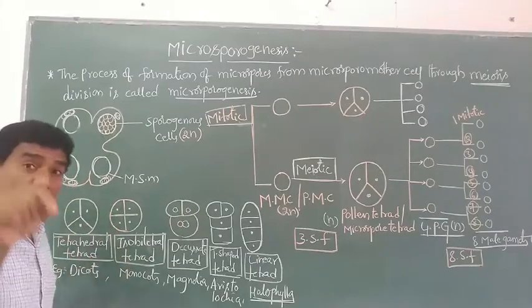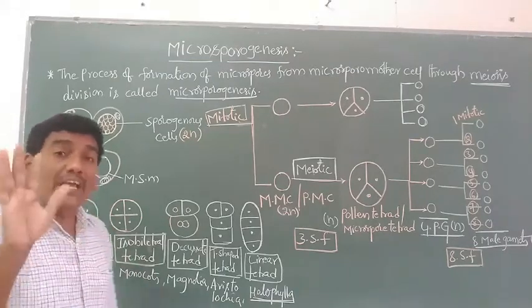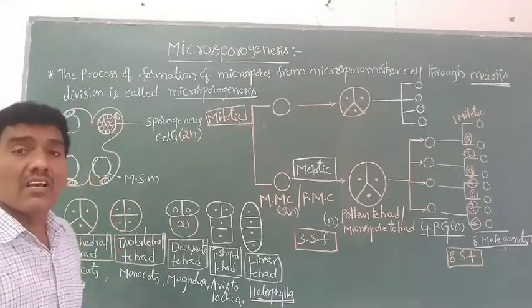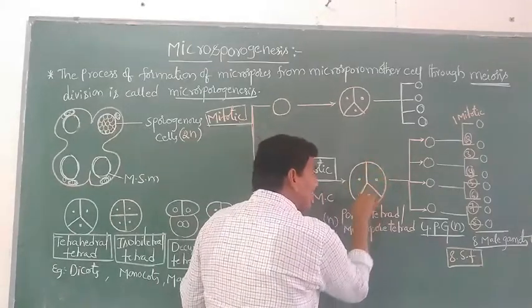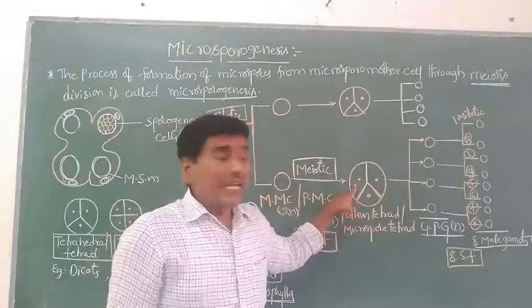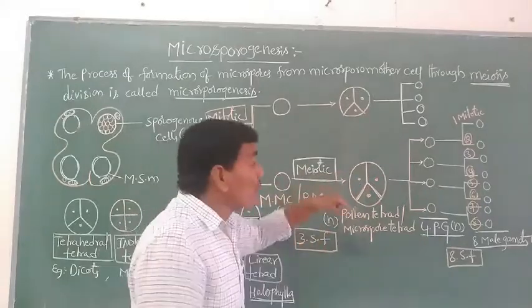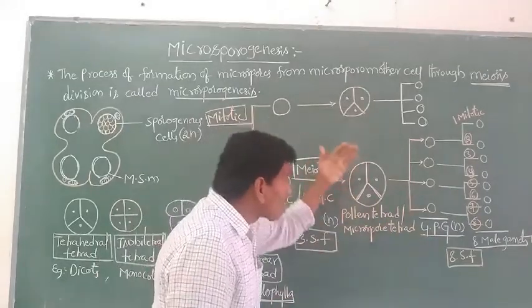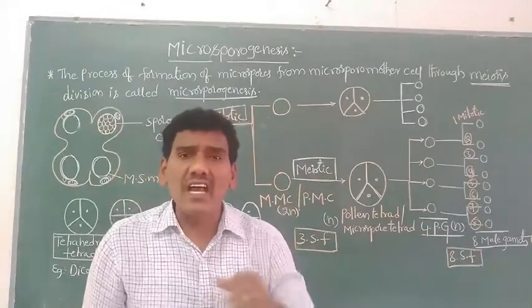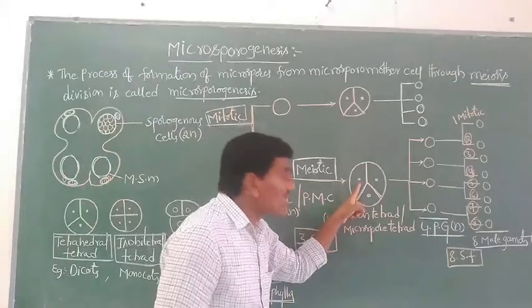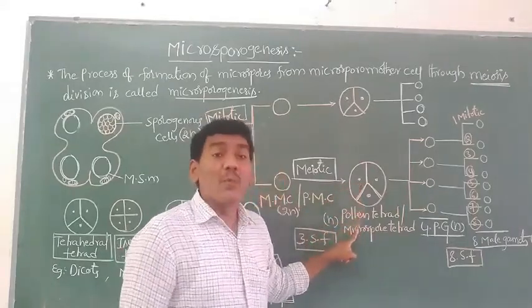Among these five types of tetrads, the most common type, present in all angiospermic plants, is the tetrahedral tetrad. Here is one tetrahedral tetrad. In the tetrahedral tetrad, approximately three polar rings appear. Where is the one more polar ring? The fourth polar ring is located at the back side of the tetrad. At this stage, the microspores appear as a cluster of four cells. The microspores are arranged in a cluster of four cells, hence they are called microspore tetrad or pollen tetrad.